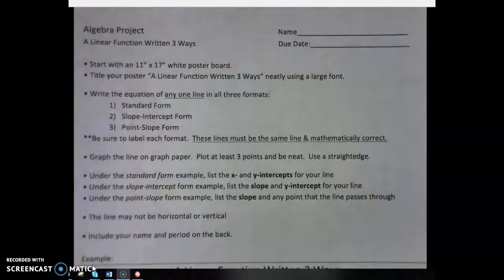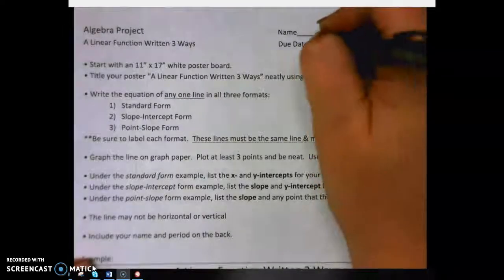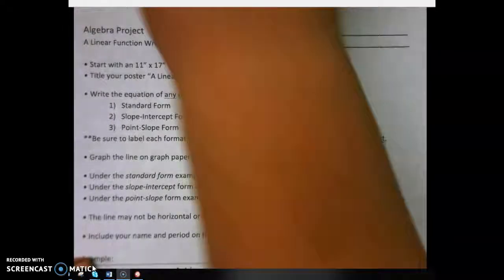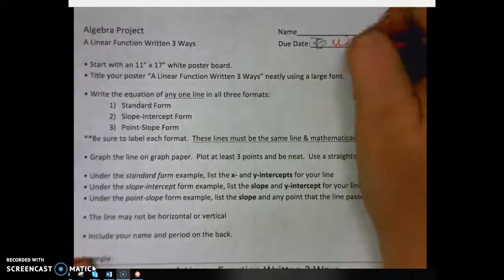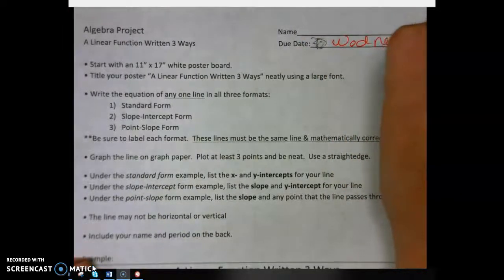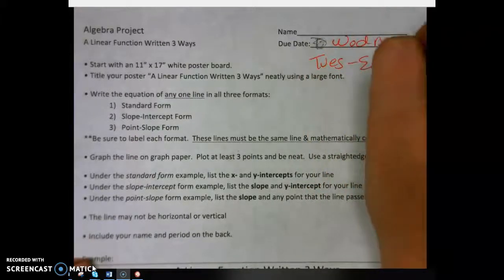So here is your project that's due this week on Wednesday. Tomorrow you have your field trip. You can turn it in tomorrow for extra credit. It is due, no, Wednesday doesn't start with a D, and my pen doesn't write. It is due on Wednesday. Tuesday for extra credit.